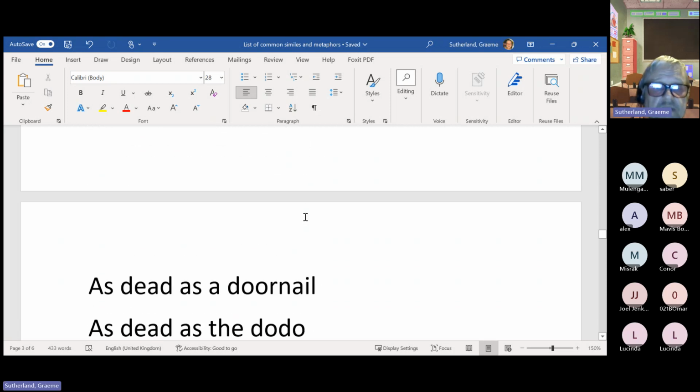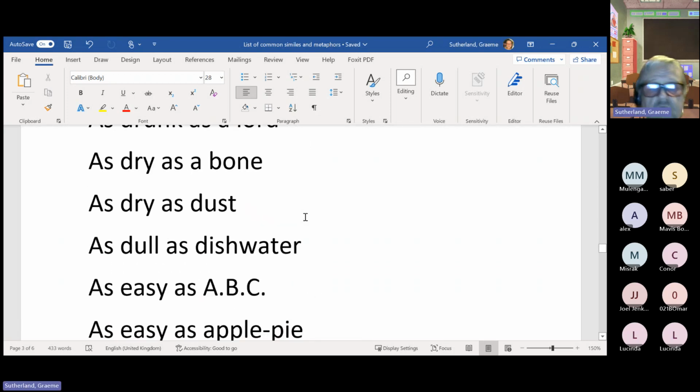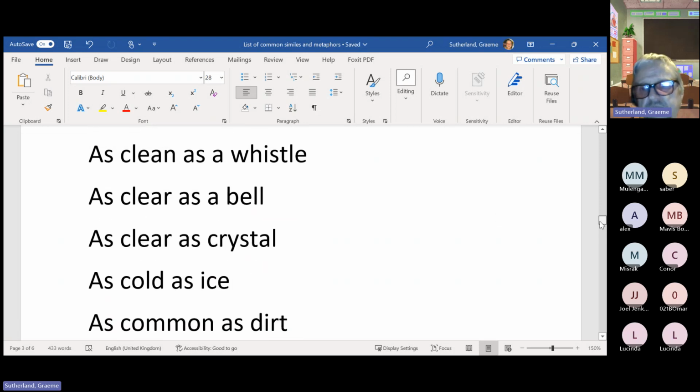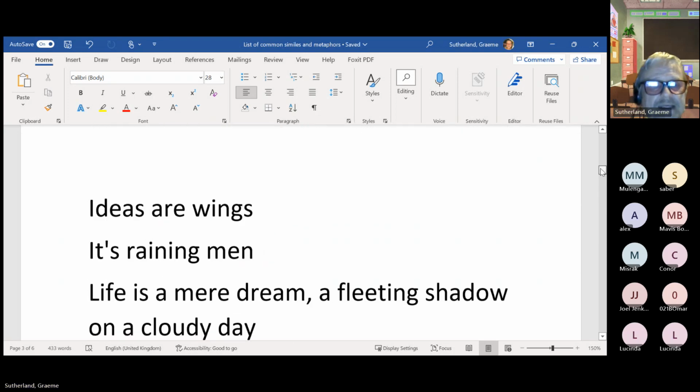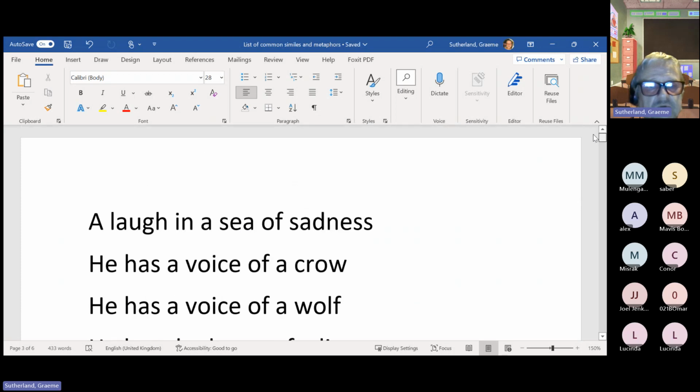Let's have a look at a metaphor. Oops, I've got loads and loads of these, but let's have a look at a metaphor.